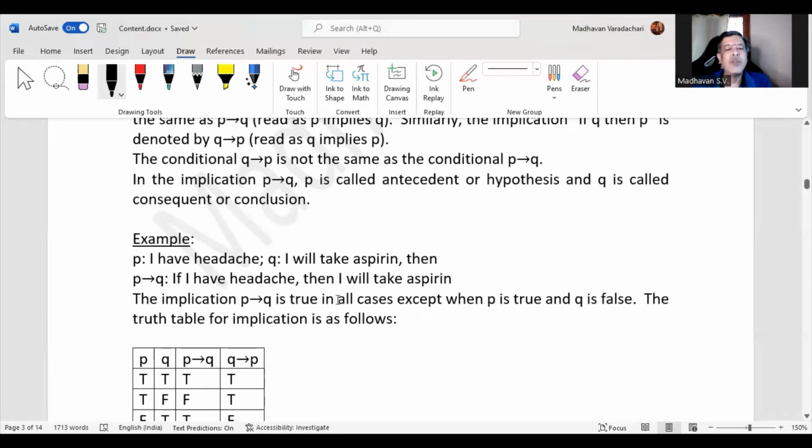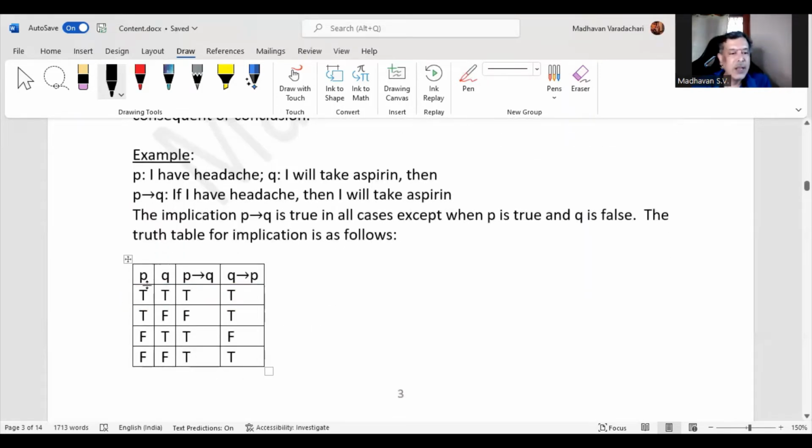Means the truth table for implication is as follows. We are writing all possibilities of P and Q: true, true, true, false, false, true, false, false. P implies Q. You will see where the first statement is true.